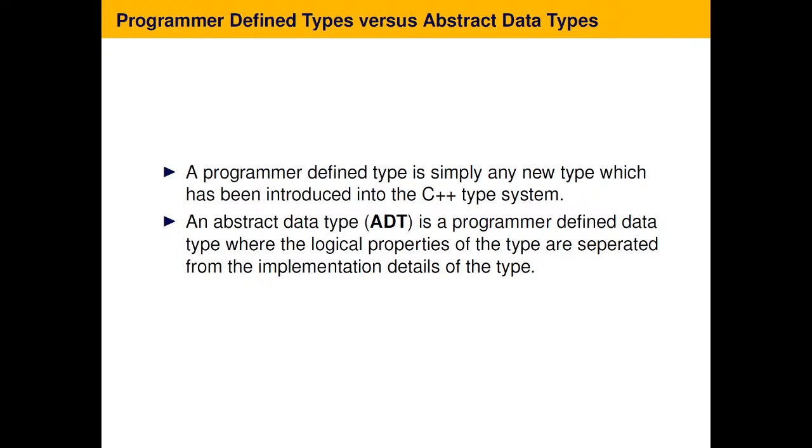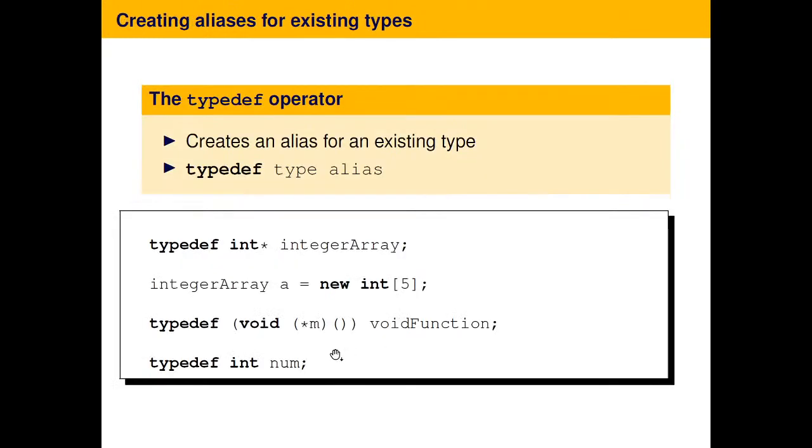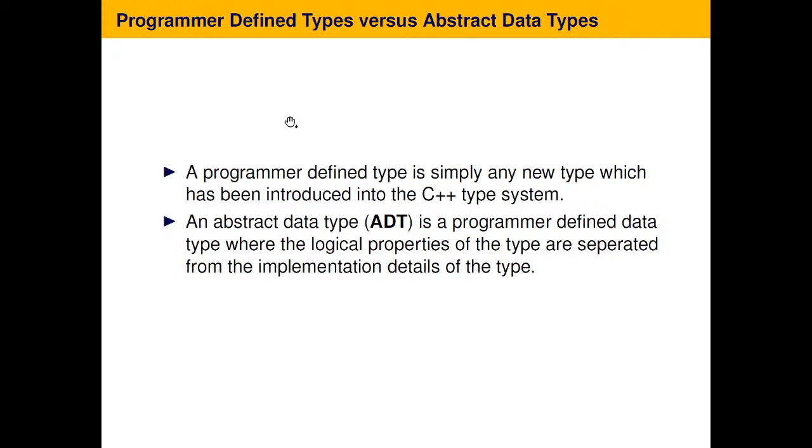But the important thing to note here is we haven't at this point in time actually introduced a new data type at all. We've just created a new name for an existing type. And even when we did create our own new types, for example, with structures and enumerations, there is a difference between a type that a programmer creates and a really good and useful data type.